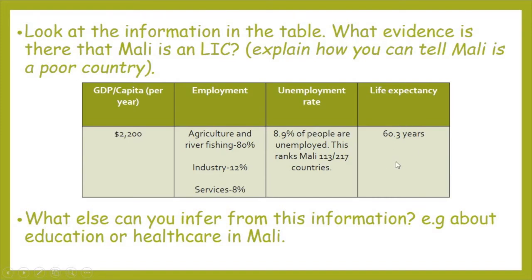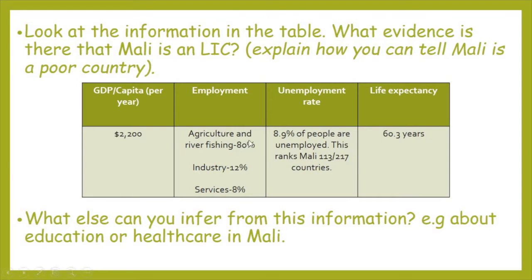So what you'd be expected to be able to say in an exam is, I can see life expectancy is 60 years and 3 months. This tells me the healthcare system must be poor, so people are dying younger, therefore it is an LIC. Or 8.9% of people are unemployed, which puts Mali 113 out of 217 countries in the world. This tells me that because unemployment rates are high, education must be poor, and therefore there is a high rate of adult illiteracy, or a low rate of adult literacy, therefore it must be an LIC.